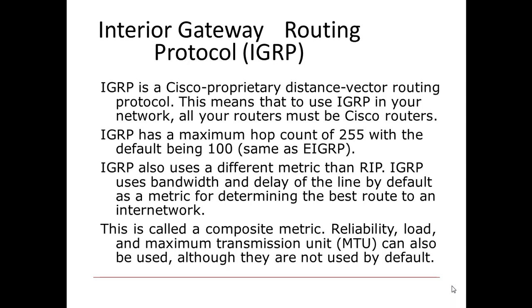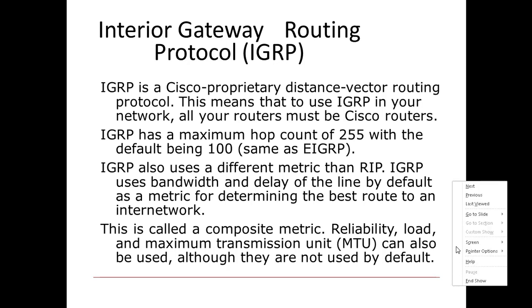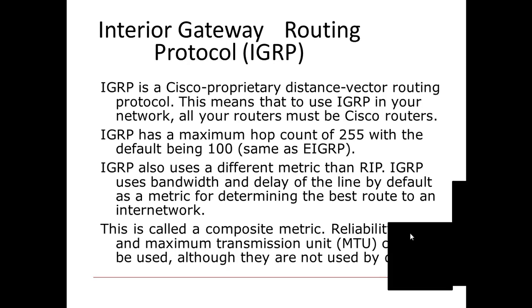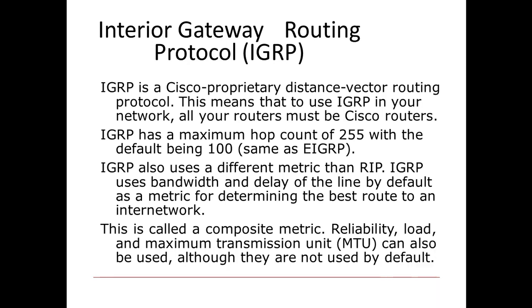And IGRP also uses a different metric than other protocols, let's suppose RIP or OSPF. It basically uses bandwidth and delay of the line, and moreover it can also include load as well. So it is not limited to just these two metrics. Let me show you this bandwidth and delay. You can also include load and further things in basically EIGRP.